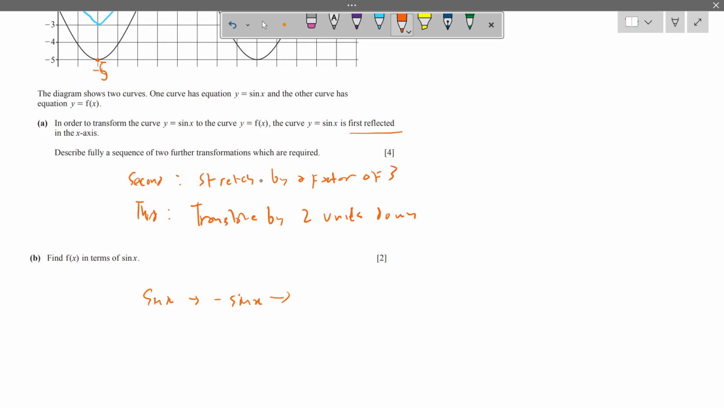After that, you stretch the function by a factor of 3. That means we get negative 3 sine x. And then you translate by 2 units downwards, which means we get negative 3 sine x minus 2. So the final function here is the expression we're looking for. So f of x is equal to negative 3 sine x minus 2.